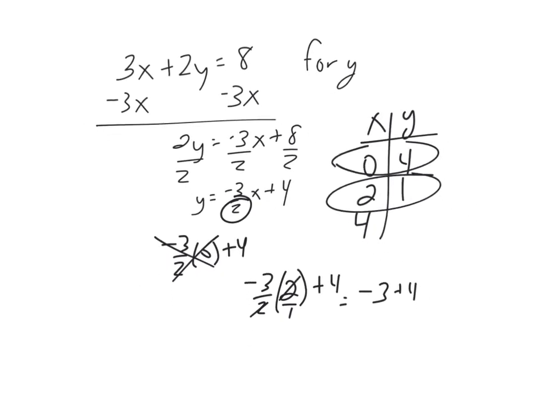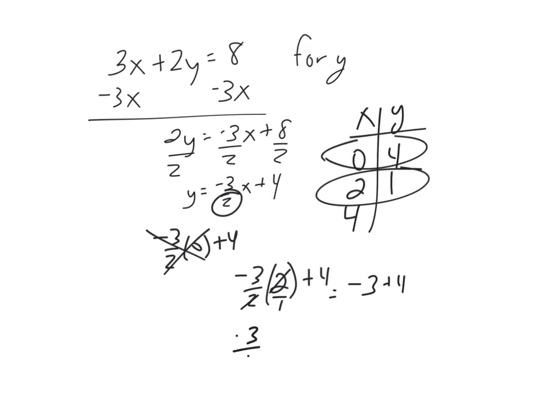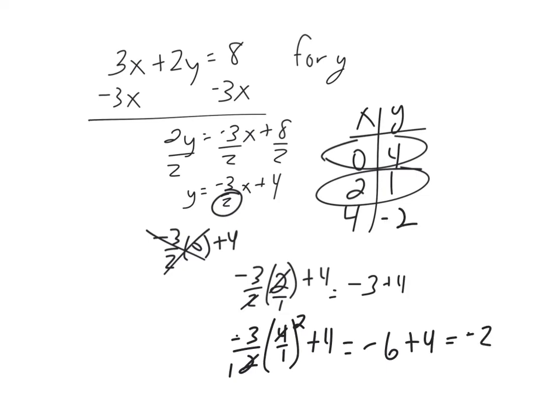Now, if I plug in 4, negative 3 over 2 times 4 over 1 plus 4, this is going to reduce to a 1 and a 2. So it's going to be negative 6 plus 4. That's negative 2. And you could plot those points and graph that line. Okay, that's the easy way to graph functions using an XY chart. I don't know if it's the easiest way, but it's the basics of graphing using an XY chart.